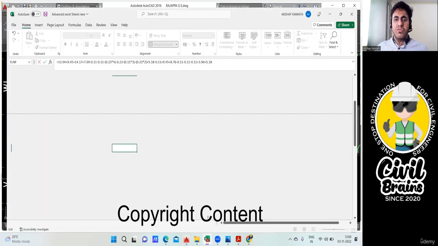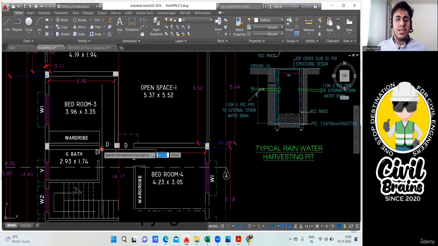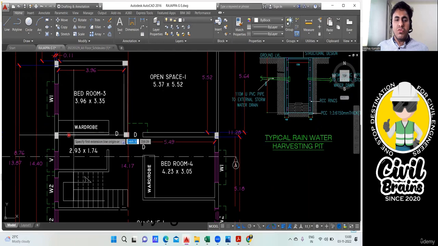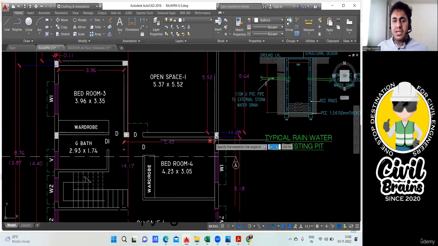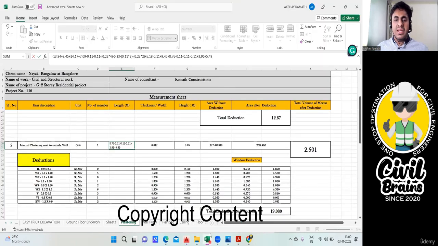I'll write 5.49 only. No problem. Because if you don't do it here, this extra portion will be taken care of in another wall. When you're doing the plastering for that wall, I'll take care of these things. But anyhow, I've taken care from here to here. This is 5.49. Okay, so I've written 5.49. Is there anything missing out?